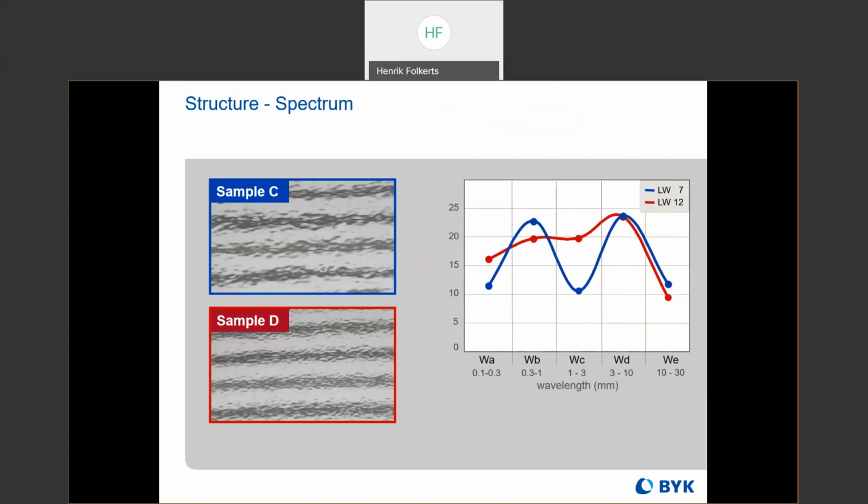So now we have what we call our structure spectrum, which is the structure of a surface mapped or graphed as the WA through WE values. Again, we have two surfaces here, the same two surfaces, sample C and D. We know the long wave values for both, but now we're also getting additional information with these WA through WE values, and that's going to tell us a lot more about the surface.